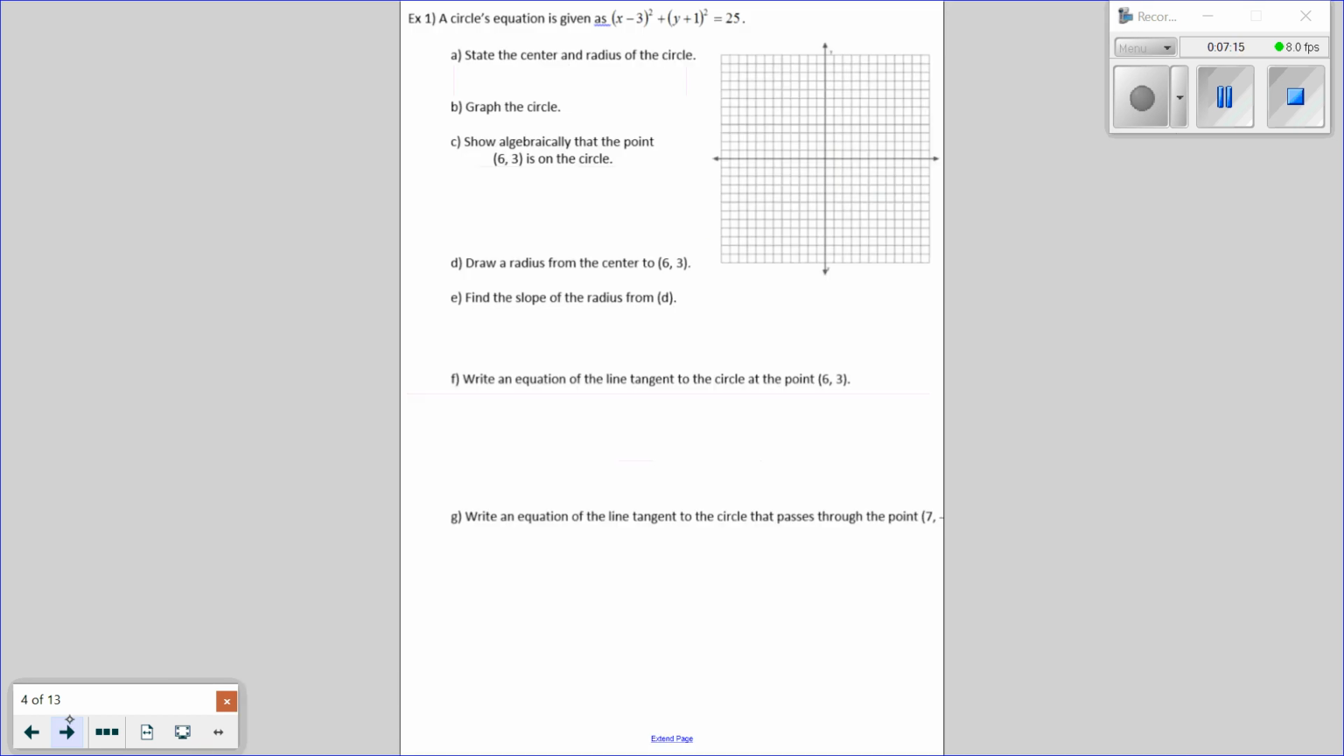So let's get into some practice. You've got a circle given with the equation (x - 3)^2 + (y + 1)^2 = 25. Find the center and the radius and graph the circle. So please pause the video, state the center, state the radius, graph the circle.